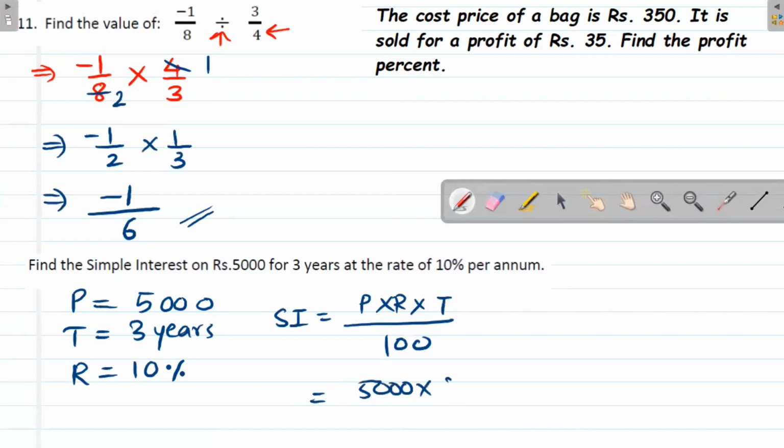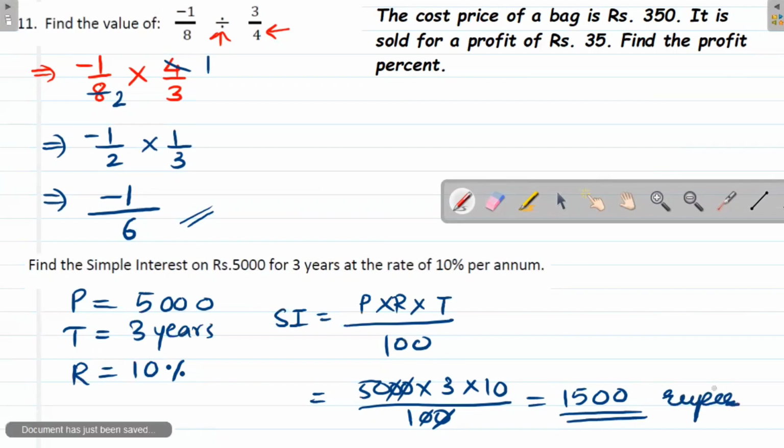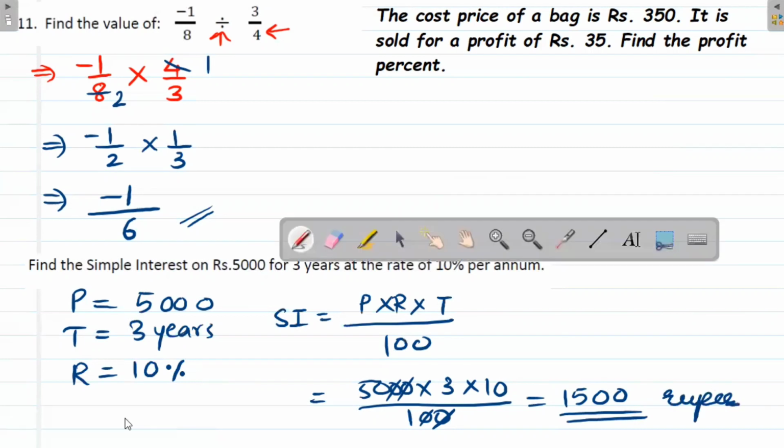5,000 multiplied by 3 multiplied by 10 divided by 100. Now 20 cancel, 20 cancel. 5 threes are 15, 150 into 10, that is 1500. So your simple interest is nothing but 1500 rupees. Got it? Chalo, moving to the next question now.